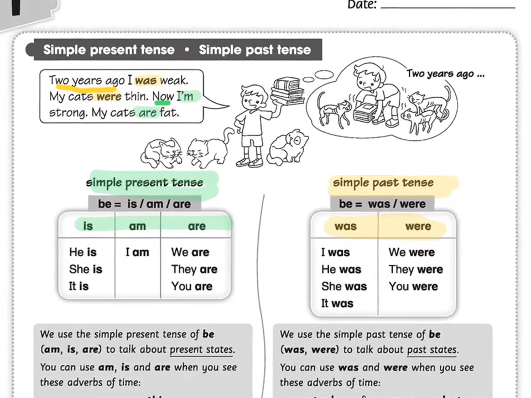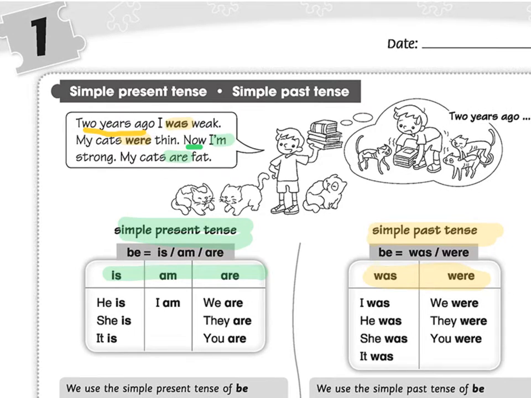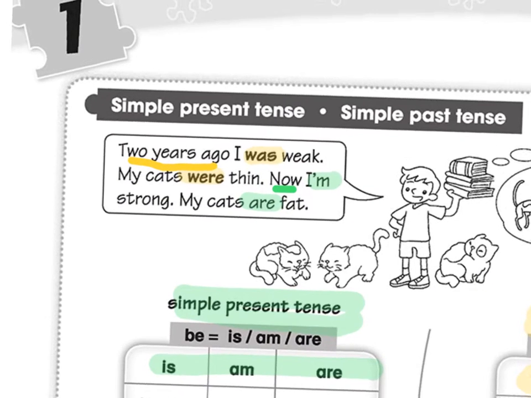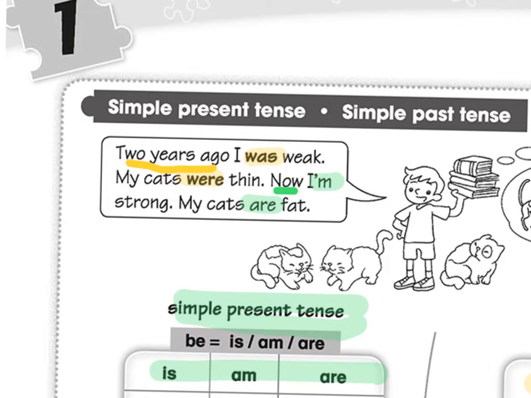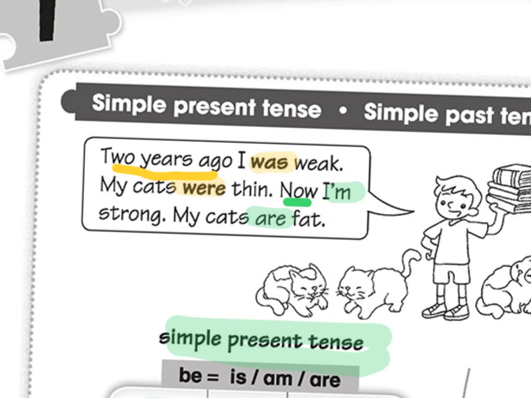In English, we use different tenses when we want to talk about things that happened in the past and in the present. For example, let's look at these sample sentences. 2 years ago, I was weak. My cats were thin. Now I'm strong. My cats are fat. It's a comparison between 2 years ago, the past, and now.